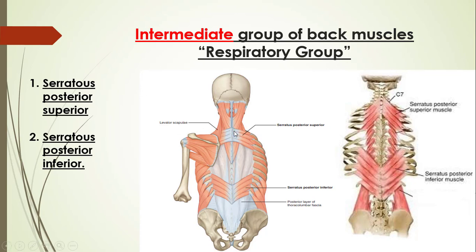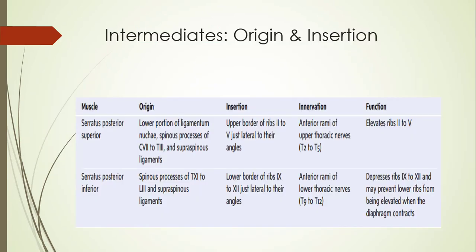So anterior rami of spinal nerves. The superior by thoracic 2, 3, 4, and 5. The inferior by 9, 10, 11, and 12. And their blood supply is from a similar pattern of posterior intercostal arteries. Posterior intercostal arteries. This table represents a summary of the intermediate muscles.